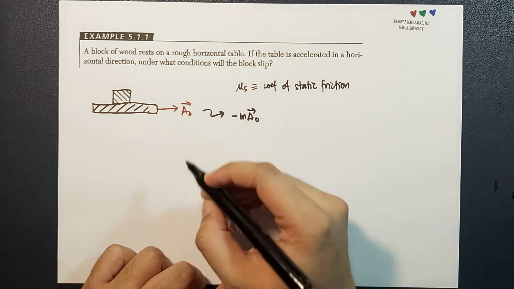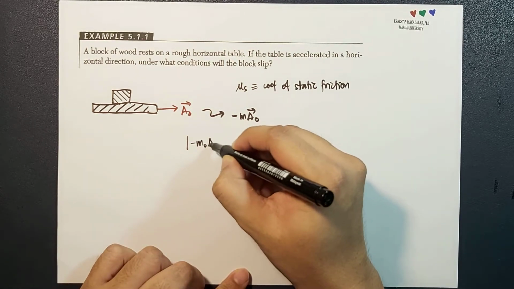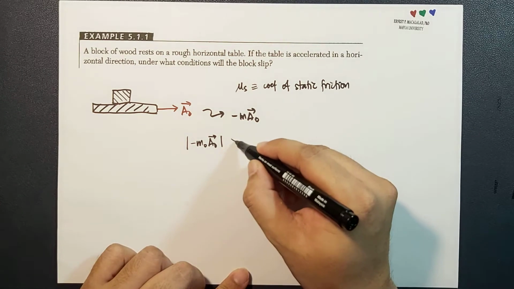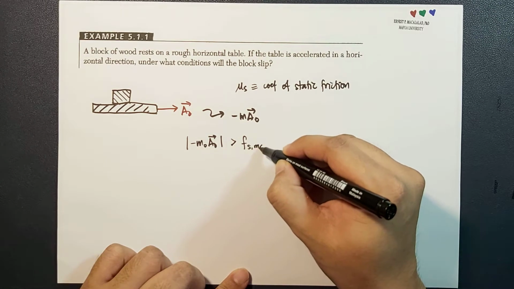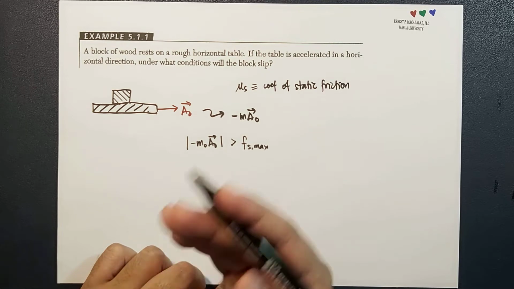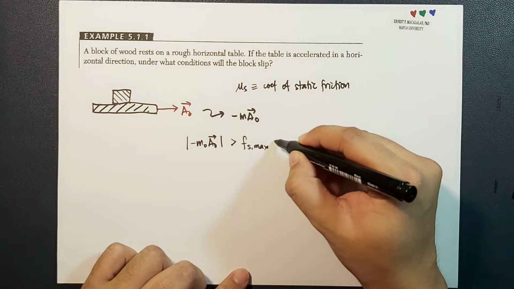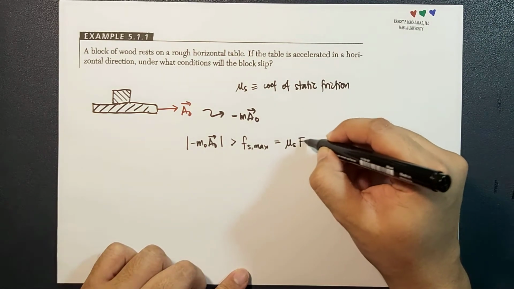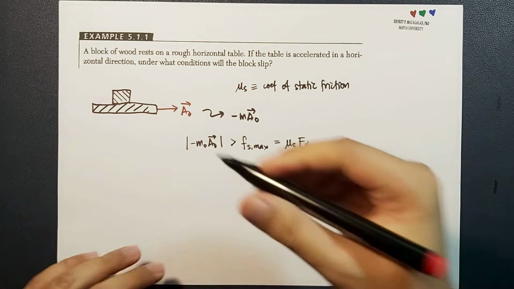In other words, the magnitude of this inertial force must be greater than the maximum static friction. From your general physics class, this is equal to mu s times the normal force. So what is now the normal force? That's easy to calculate.